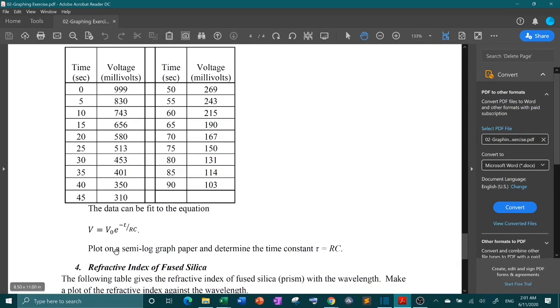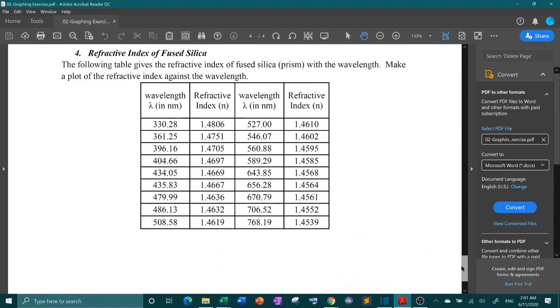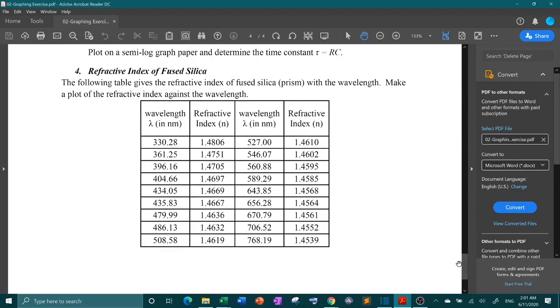Note that here you're told to plot this on semi-log graph paper. You don't have to do that because we are directly plotting using MS Excel, and when you plot using MS Excel, you're essentially doing something equivalent to plotting on semi-log graph paper. Number 4 is where you're only supposed to plot. Just plot n and lambda, and there you go. You don't have to apply any kind of mathematical transformation or add a trend line to it.